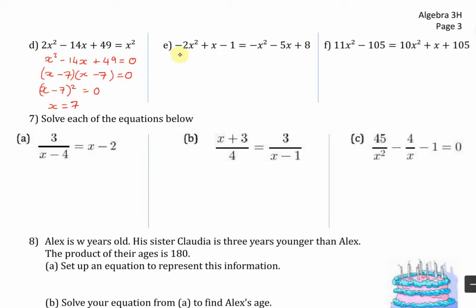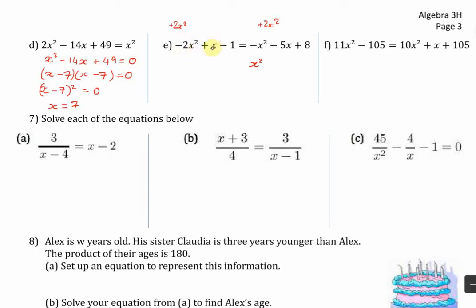On E, where do we have the most x squareds? That's actually on the right. Confusingly, because they're both negatives, but this is the smallest negative. So if we add 2x squared to both sides, I'm just going to list the things that we're doing up here. So we're going to add 2x squared. That would give us a positive 1x squared there, and it would get rid of those on the left.